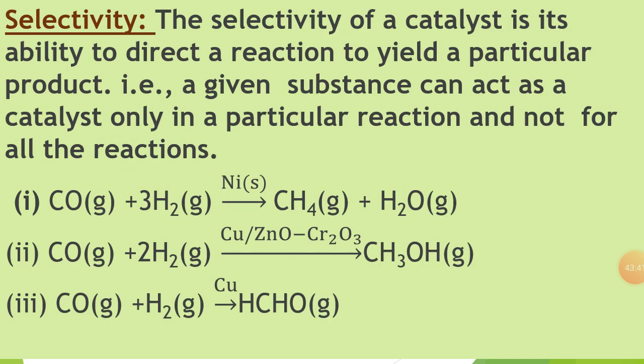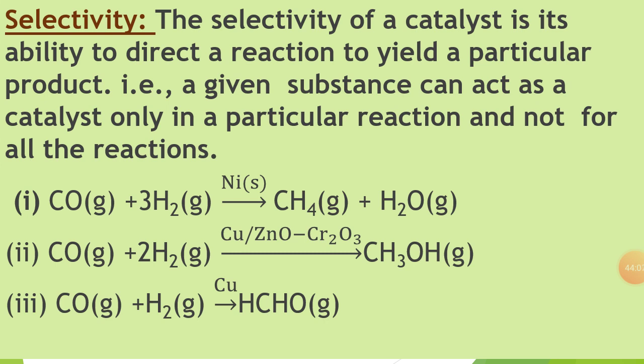Now about the selectivity of catalyst. The name indicates selective. That means a particular catalyst selects one type of reaction. By one catalyst you cannot carry out all of the reactions. So let us explain this. The selectivity of a catalyst is its ability to direct a reaction to yield a particular product.